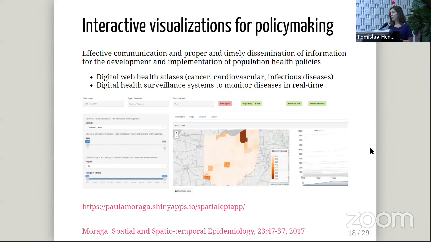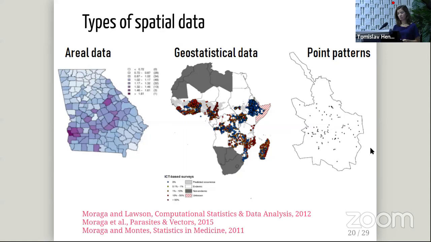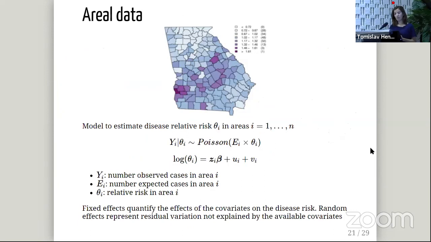Okay, so later today, I will give a tutorial on spatial modeling and visualization with R-INLA. Spatial data can be categorized in three types: areal data, geostatistical data, and point patterns. So in areal data, we have the region of study partitioned in several sub-areas. And in each of the areas, we know the number of cases, the population, and covariates. And here the objective is to estimate the risk in each of the areas. And we can do that using models that include covariates and also random effects to model residual variation.